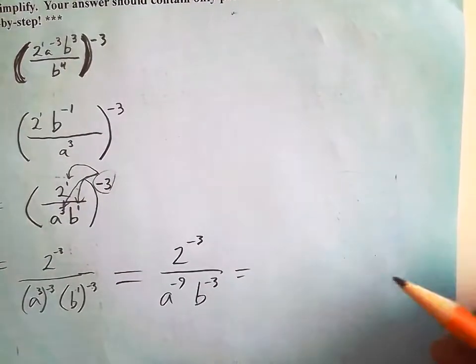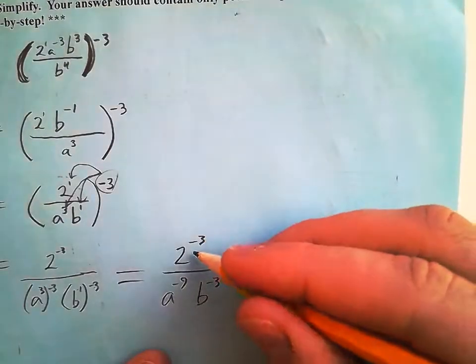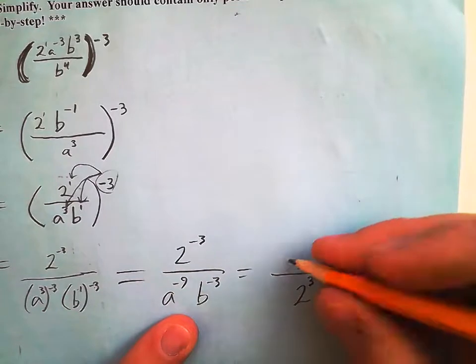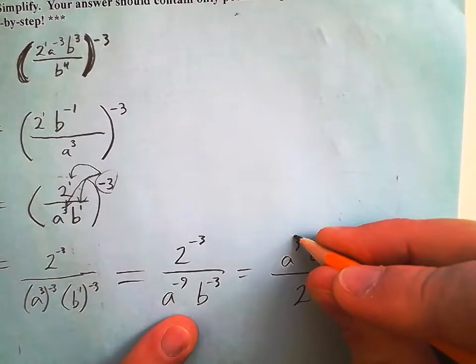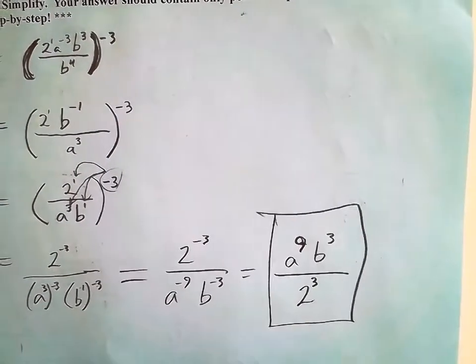Now I'm going to flip everything that's got a negative exponent, which is pretty much everything. So 2 will go down to the bottom and be 2 to the +3. Those will come up to the top. A to the +9, b to the +3. There we go.